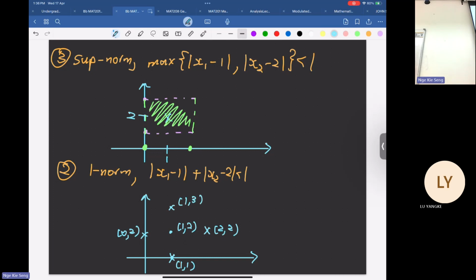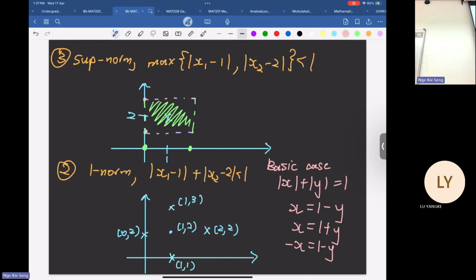Okay, so to see this general pattern, you should really look at the basic case. So what's the basic case here? Actually, what are the points that satisfy absolute x plus absolute y equals 1? What's this shape here? Meaning I shift it to the origin. So what are the points that satisfy this? You can get x equals 1 minus y, x equals 1 plus y, and then minus x equals 1 minus y, minus x equals 1 plus y.